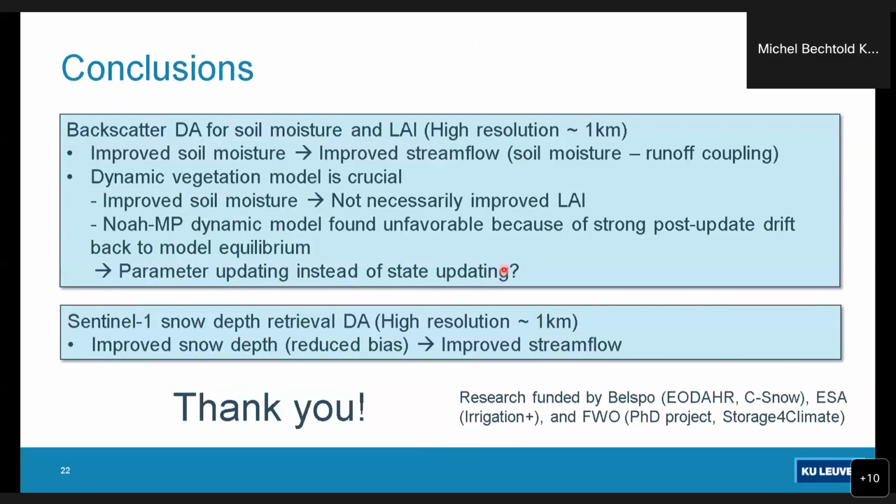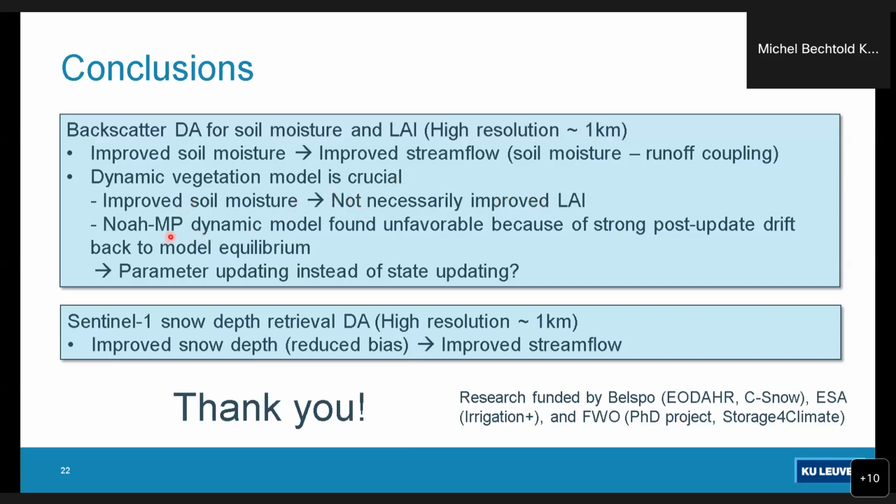Conclusions, wrapping up everything. The backscatter DA for soil moisture and leaf area index at high resolution, 1 kilometer here, improved the soil moisture, and that also improved the stream flow when we look at the catchment with a strong soil moisture runoff coupling. The dynamic vegetation model is crucial to also get improvement for vegetation, and we haven't found that. One thing is that we actually saw that an improved soil moisture did not improve leaf area index.